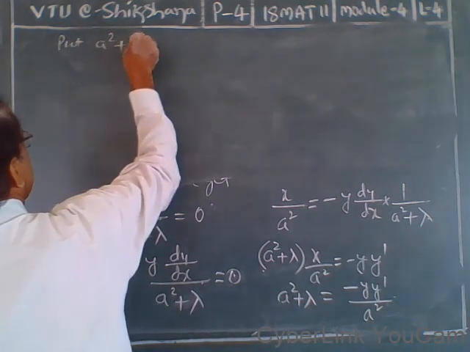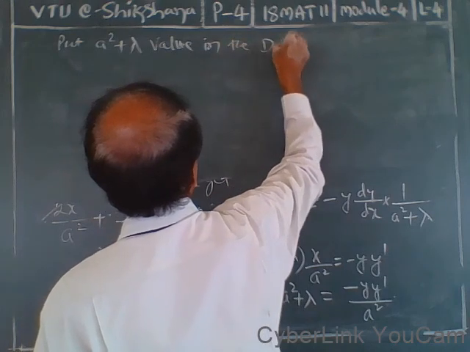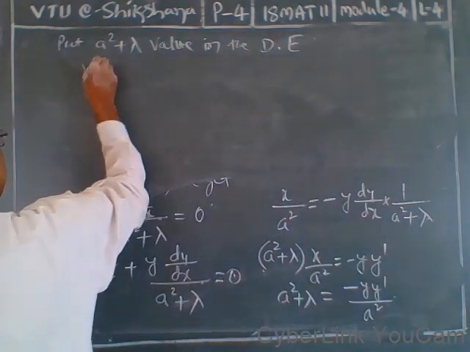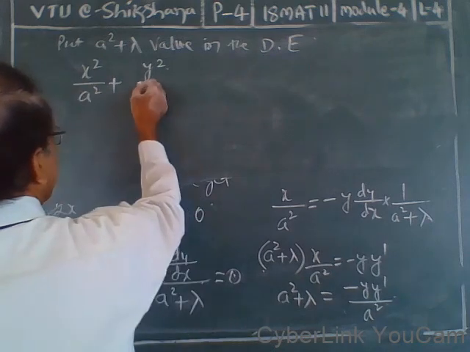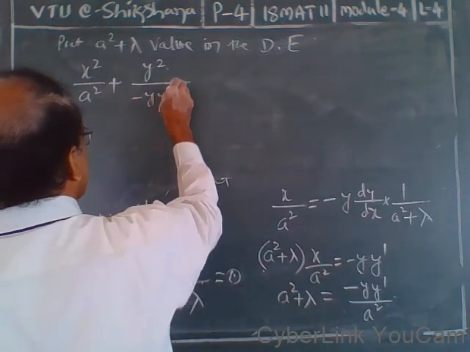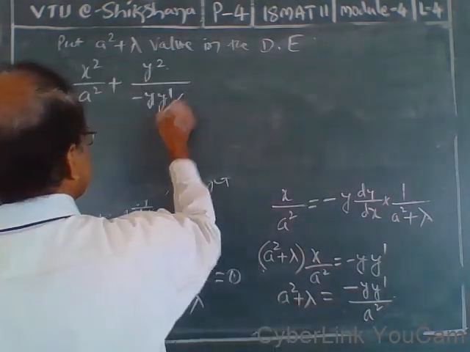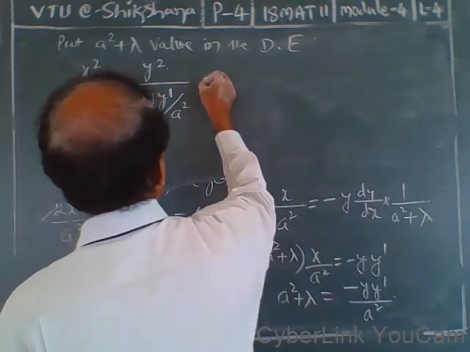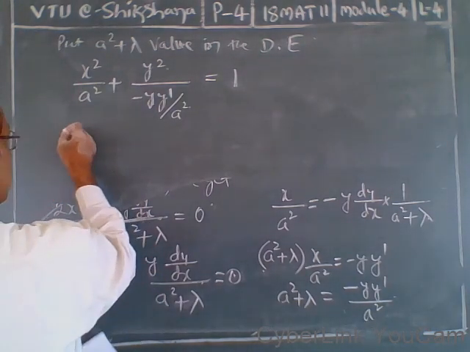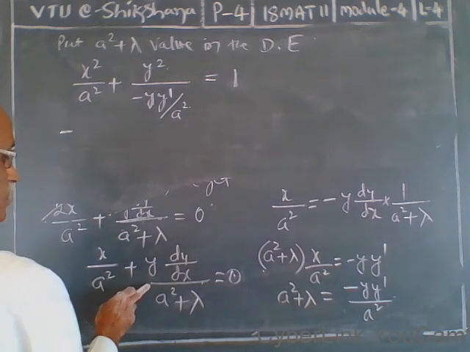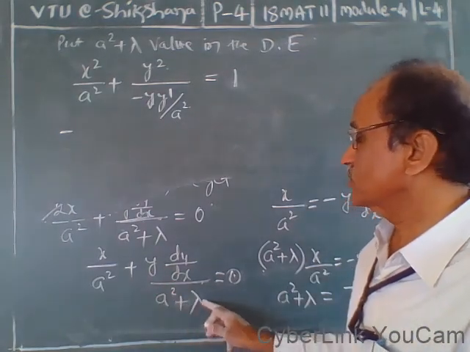Put a square plus lambda value in the differential equation. What is that? x square by a square plus y square divided by this, that is minus y into y dash, divided by a square, is equal to 1. Now you take this LCM. Anyway, your differential equation is this, and still it includes lambda.